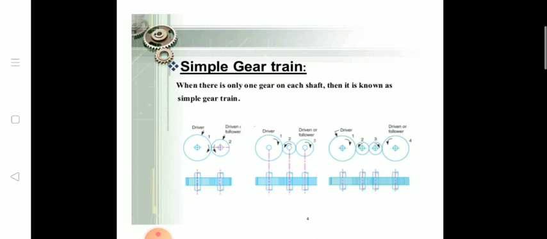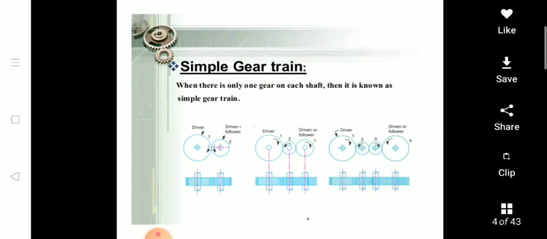Means the diameter to speed ratio, D1 by N1, is always constant for all gears. So D1 upon N1 is equal to D2 upon N2 is equal to D3 upon N3, and so on for the number of gears which are interconnected or meshed in the simple gear train.